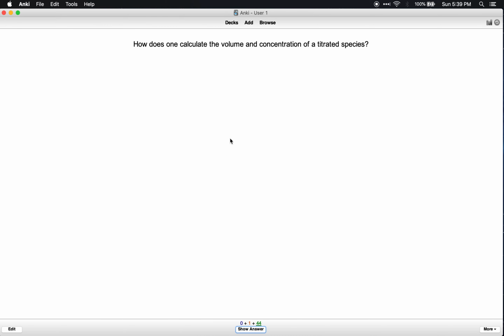How does one calculate the volume and concentration of a titrated species? N1V1 equals N2V2 of the titrand, or M1V1 equals M2V2. N1 refers to the normality.